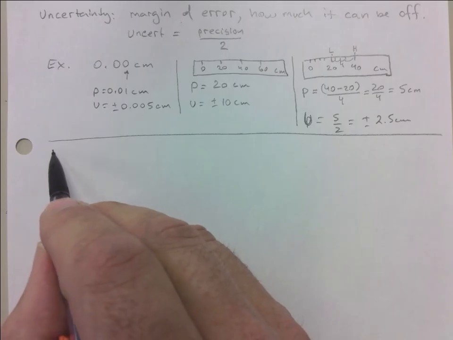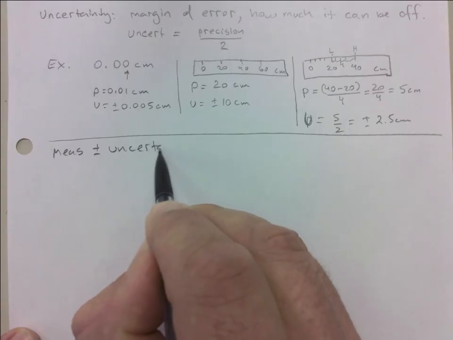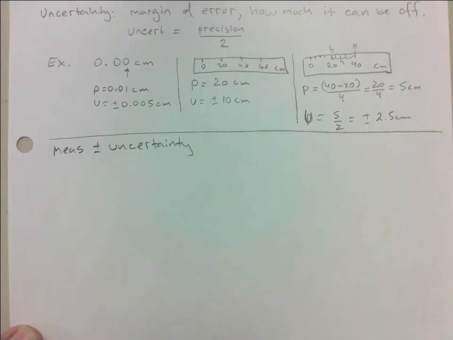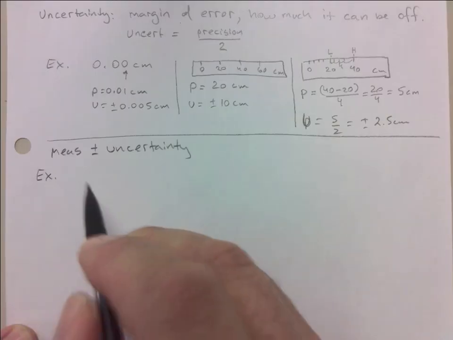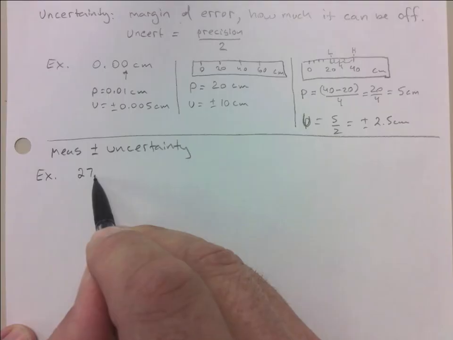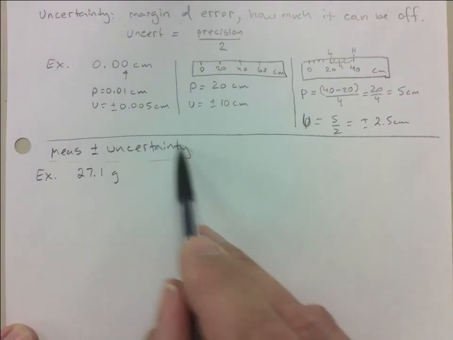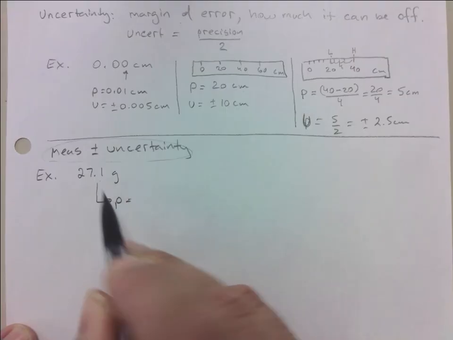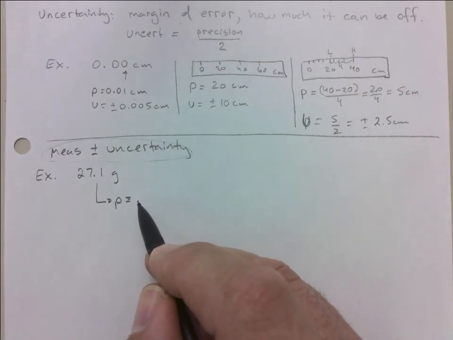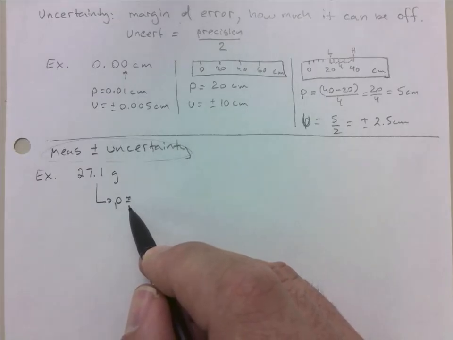for instance, stating a measurement plus or minus uncertainty. So let's say I ask you, hey, state a measurement in this format. For example, let's say that something measures 27.1 grams, okay? And I ask you to state it in this format. You have to first get your precision out of that measurement. We're not told that the device has a certain increment. We're not told that, okay? If they tell you, you got to go by that.